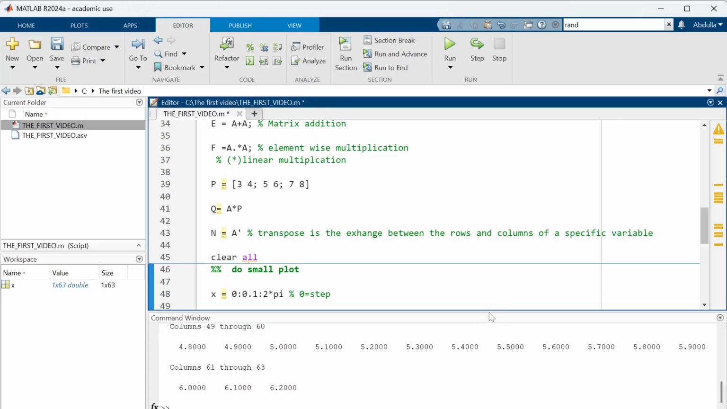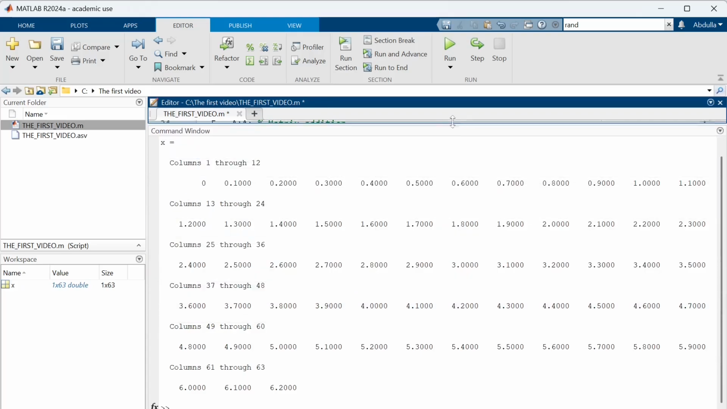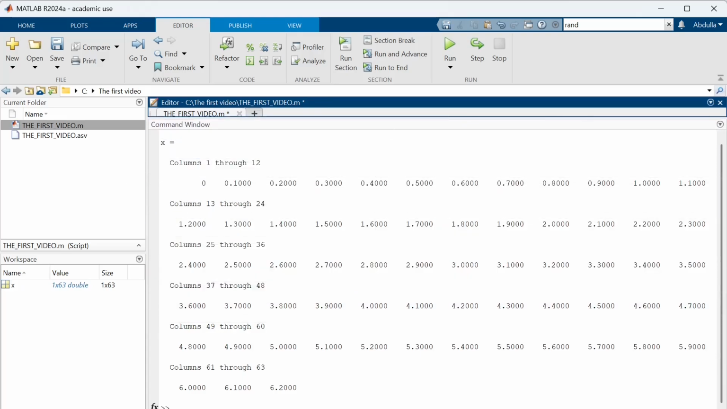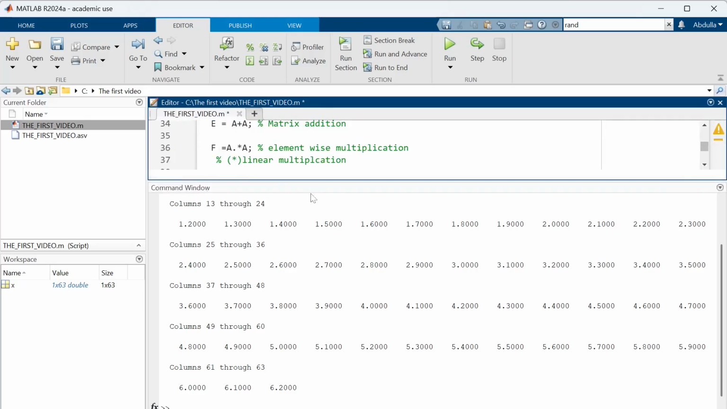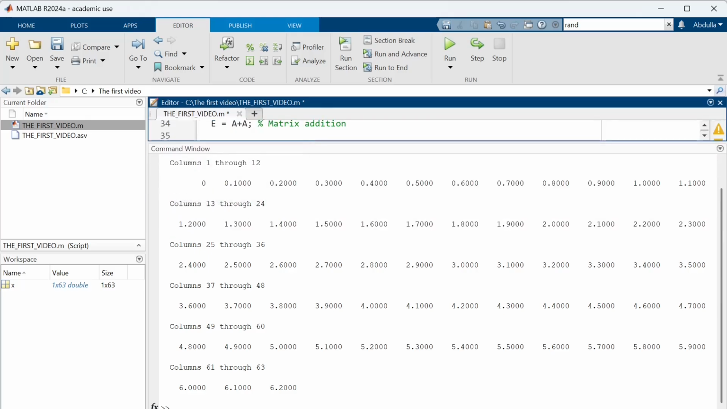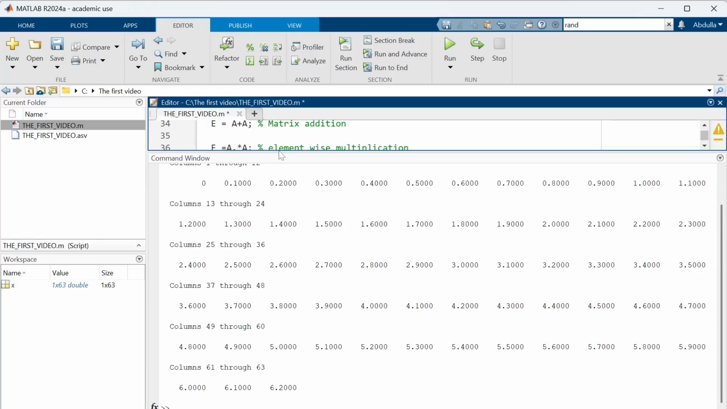What did we get? Let's see. So 0, 0.1, 0.2, 0.3, 0.4, 0.5, 0.6. What does this mean? It means it increases by 0.1. It starts with 0 and ends by 2 pi, which is about 6.2. So, here we go.